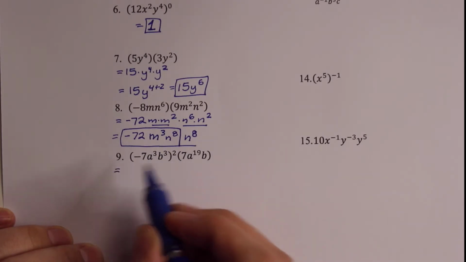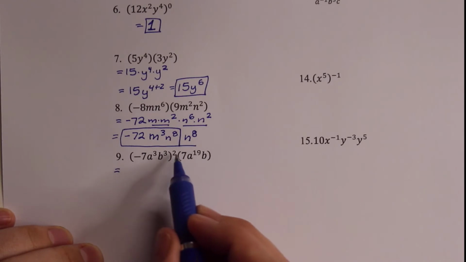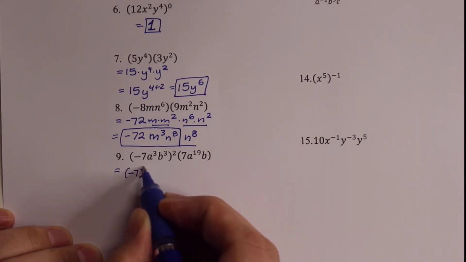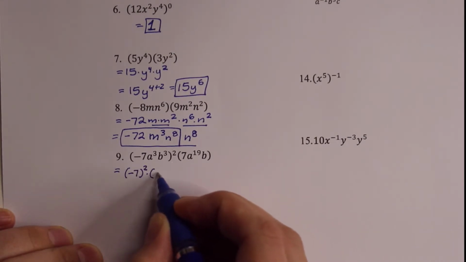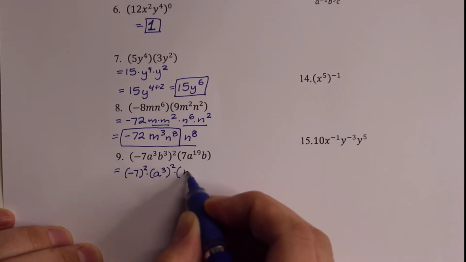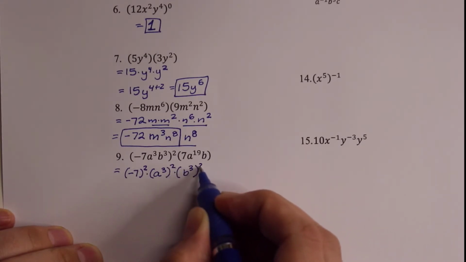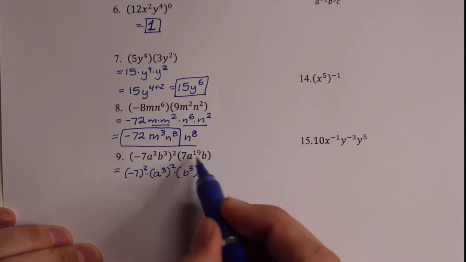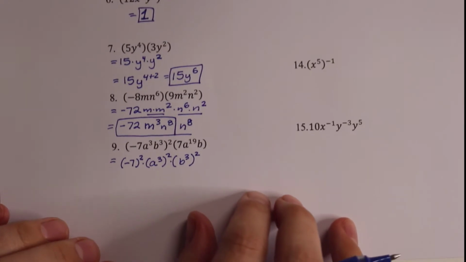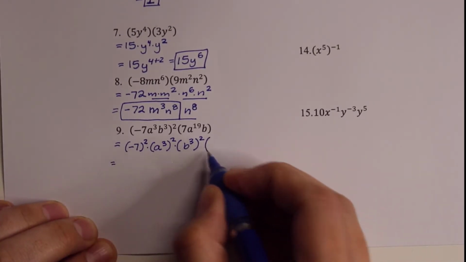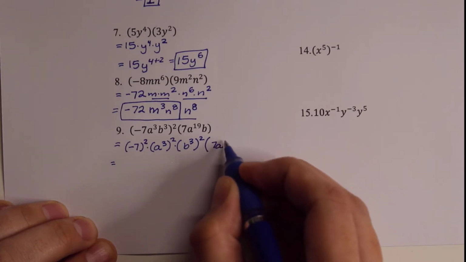So before I do anything with the second term at all, I have to address this square, the second power. So this is -7 squared times a cubed squared times b cubed squared. All of that is just from the first parenthesis. I haven't even touched the second parenthesis yet. Then if we start simplifying that, let me just bring the second parenthesis down, quantity, so I know it's still there.